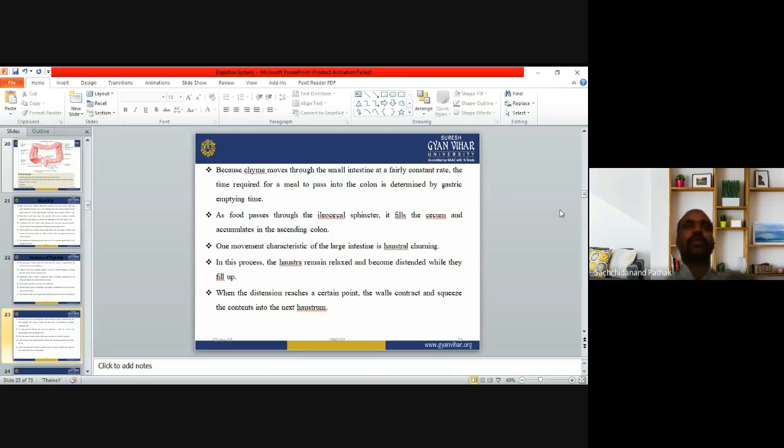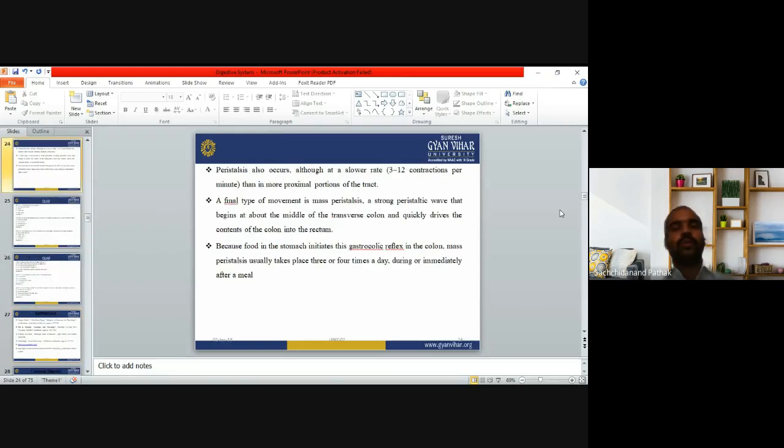Similarly, the next haustrum fills with the food and contracts again, and this food passes into the next haustrum. By this process, the food moves forward. Peristalsis also occurs, although at a slower rate than in more proximal portions of the tract.